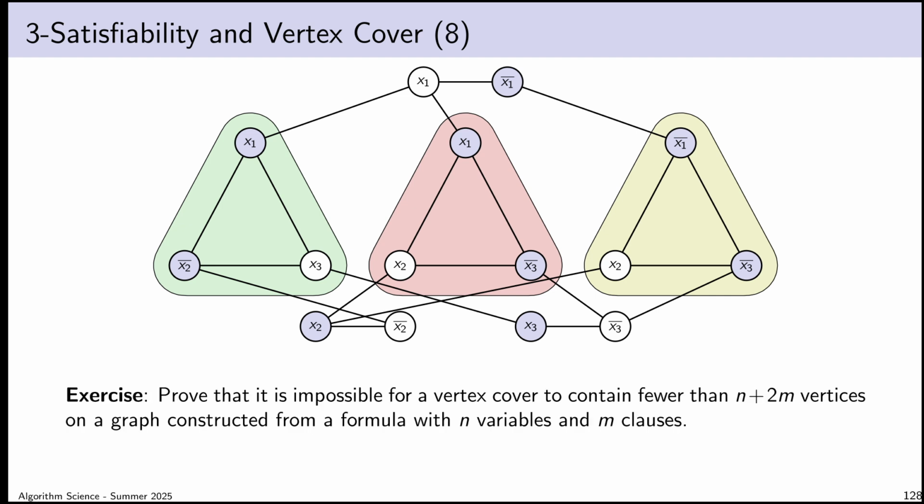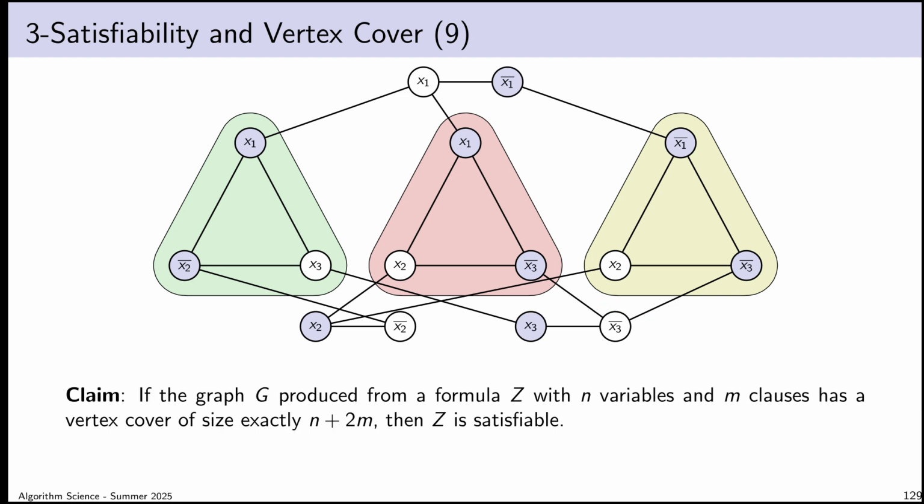One other related thing, basically what I just said: because you need at least 2 vertices from each triangle and at least 1 vertex from each variable vertex pair, it's impossible for any vertex cover to exist that contains fewer than this number of vertices, n plus 2m. So 1 vertex per variable vertex pair, 2 vertices per clause.